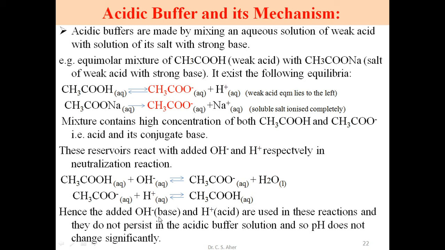Hence the added OH minus, that is base, and H plus, that is acid, are used up in these reactions and do not persist. The OH minus ion and H plus ion get consumed in this buffer solution and do not remain in the solution. After combination they do not persist in the acidic buffer solution, so the pH does not change significantly. Thus it is the acidic buffer, and this is the mechanism of the acidic buffer.